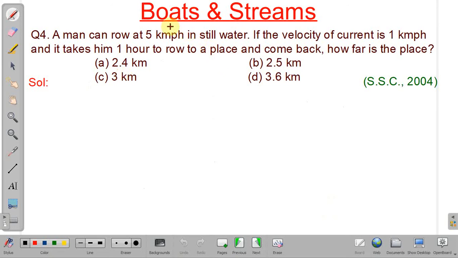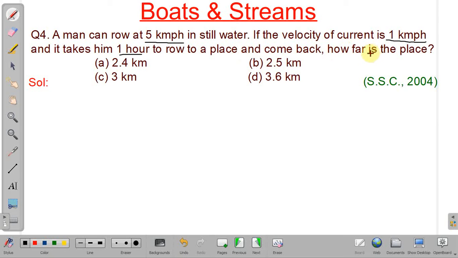See, in this problem it is given a man can row 5 kilometer per hour in still water and velocity of current is given as 1 kilometer per hour. So we can calculate upstream speed and downstream speed, and it takes 1 hour to row to a place and come back. Means one side will be upstream and other side will be downstream. So distance traveled both sides will be same, and we have to find the distance of that place.